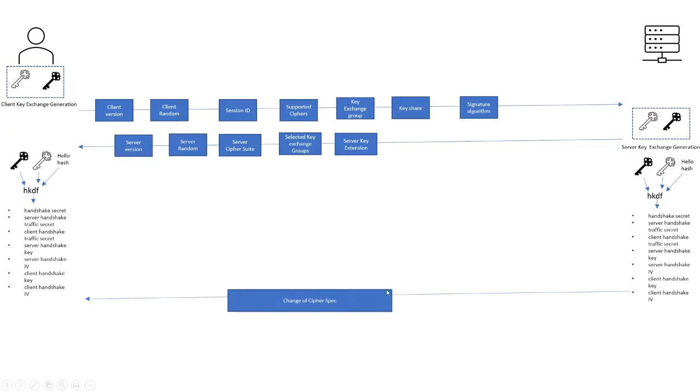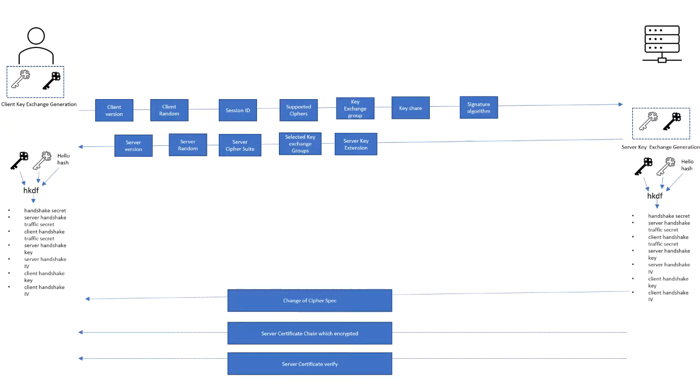The server will send the change of cipher spec, which would be in encrypted fashion. The server certificate will be encrypted, and then the server certificate verify, which would also be encrypted, and then the finish message. If the server wants to verify the client's certificate, it can also request from the client, hey, give me your certificate, I need to verify. Even that can happen, but I don't want to go there.